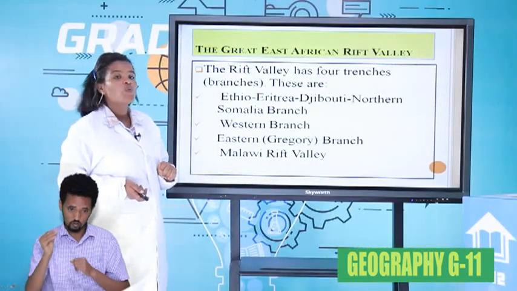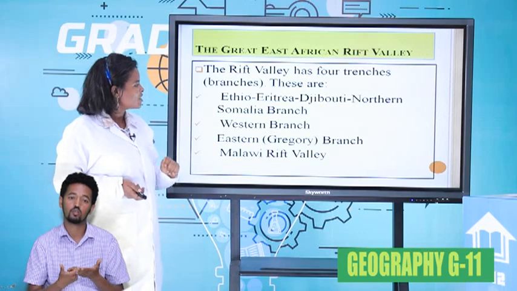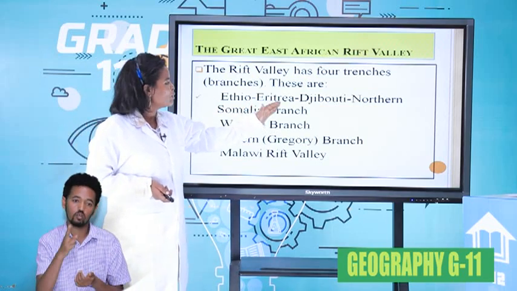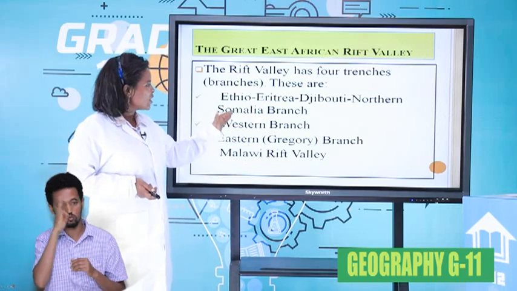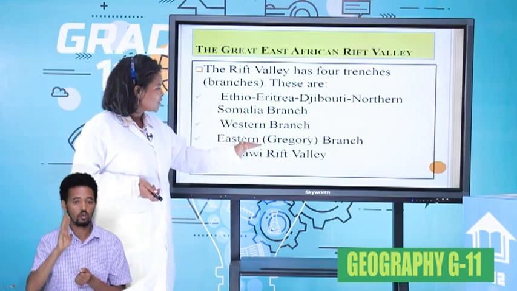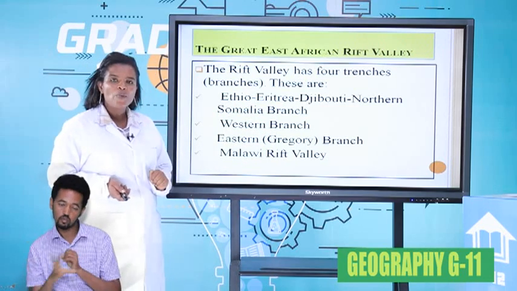So the Rift Valley has four branches. These are the Ethiopia, Djibouti, and Northern Somalia branch, the Western branch, the Eastern branch, and the Malawi Rift Valley.